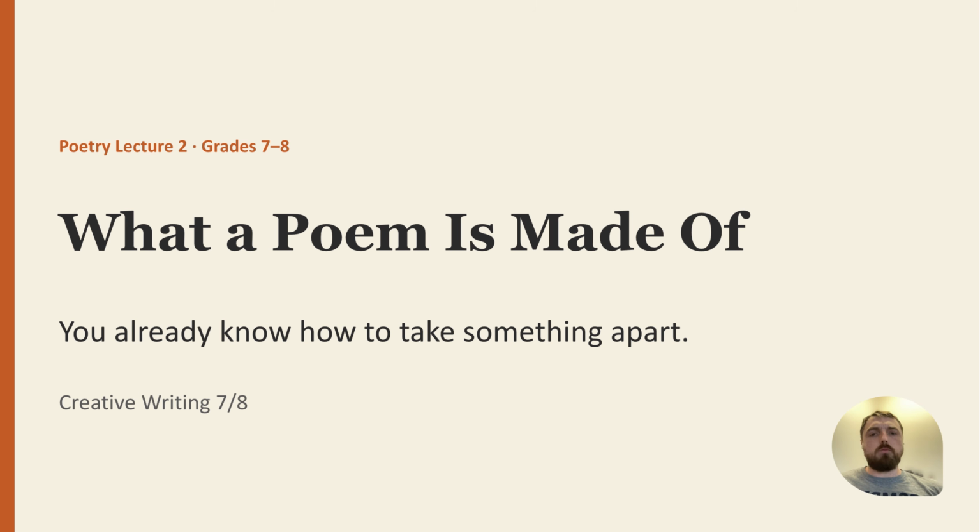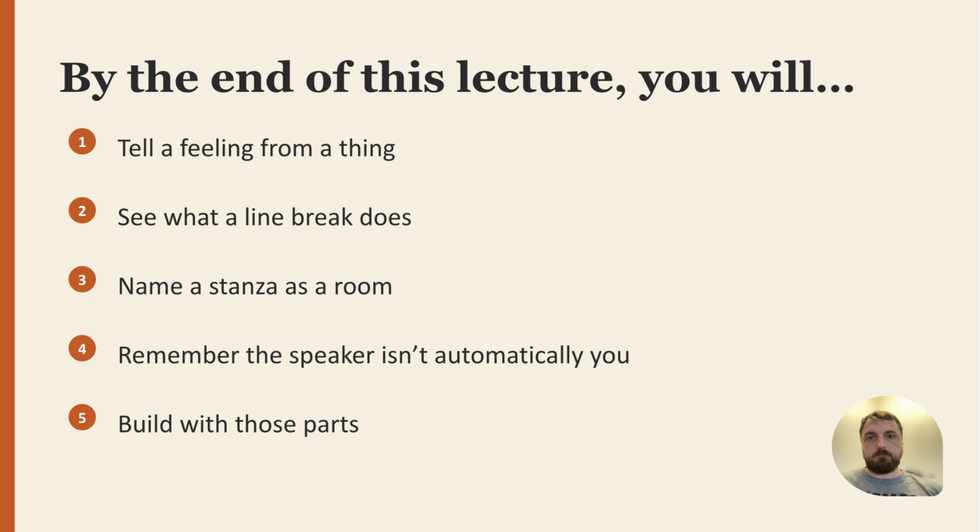Not every tool a poet will ever use, the big ones, the ones you can name before you try them. By the end of this lecture, you'll be able to tell the difference between a general feeling and a specific thing. You'll know what a line can do when it breaks and what it does when it stops. You'll be able to point to a stanza and call it a room. You'll remember that the speaker in a poem is not automatically you, and you'll practice building with those parts instead of hoping a poem just happens. Grab something to write with. We start with your eyes, not with a fancy definition.